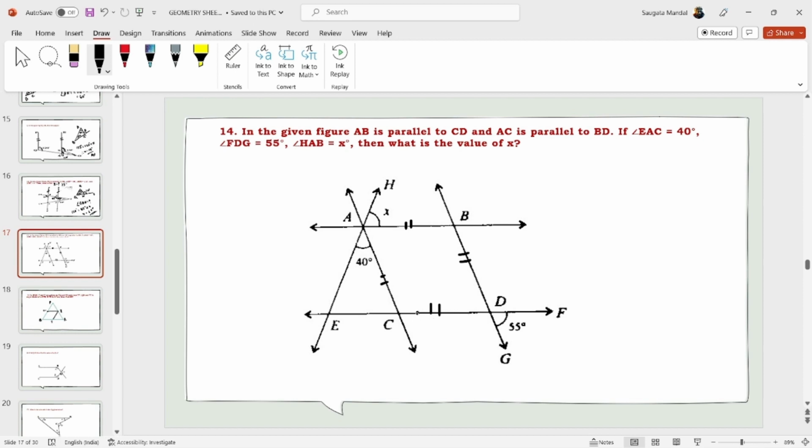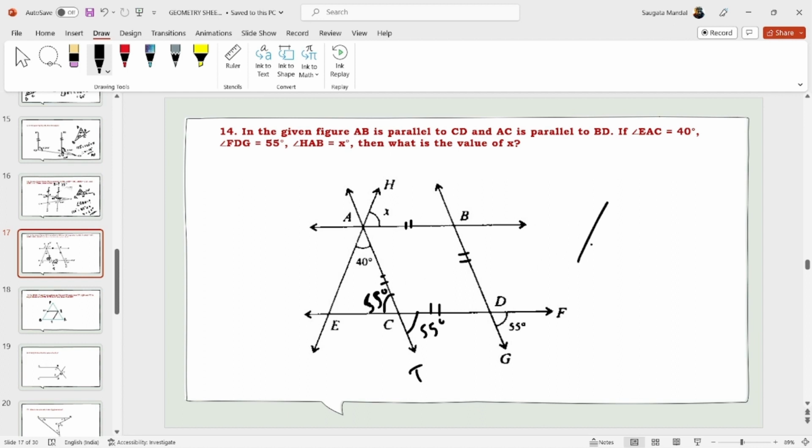So angle D and angle C are corresponding to each other. That is, angle C is 55 degrees. And angle ACE and angle DCT are vertically opposite angles. Vertically opposite angles are equal to each other. That means this is also 55 degrees.